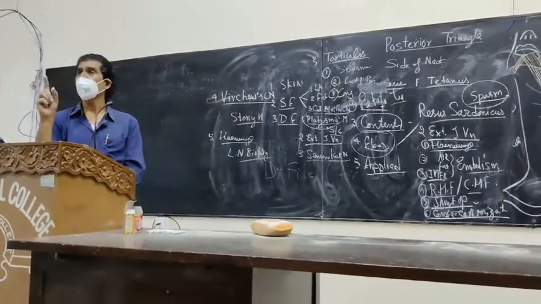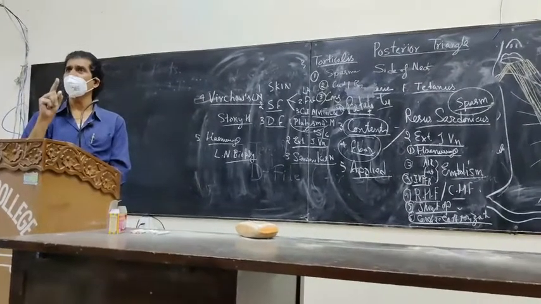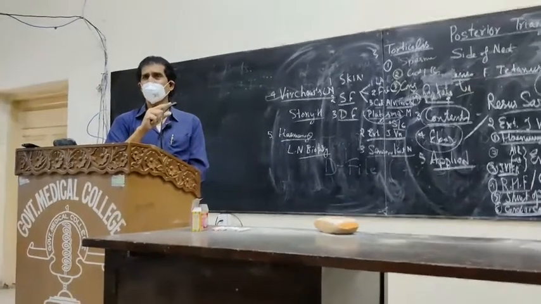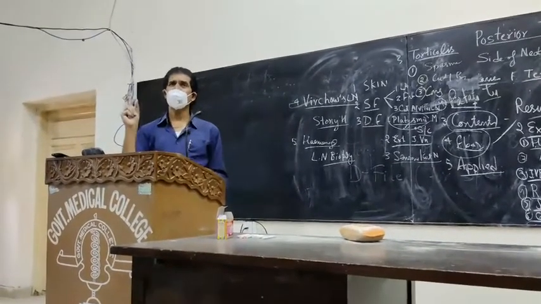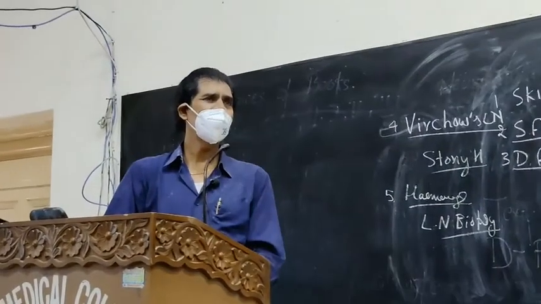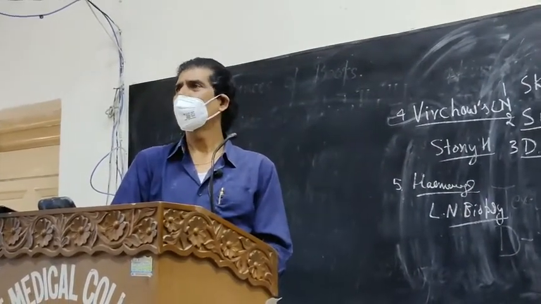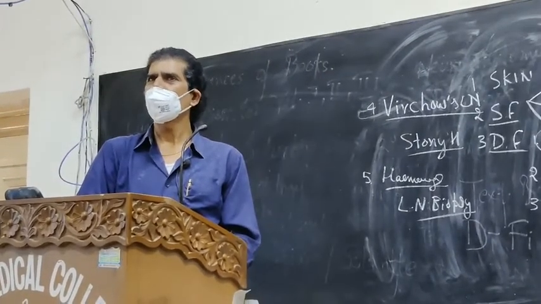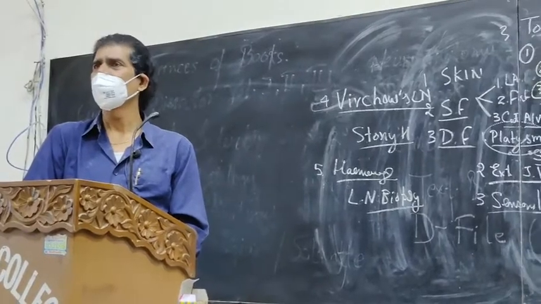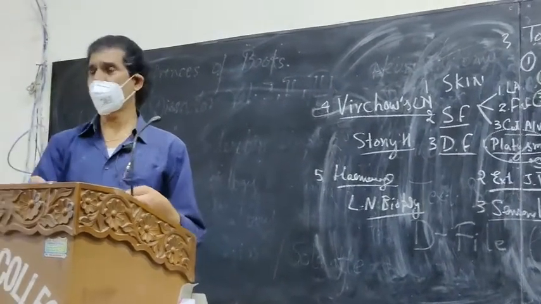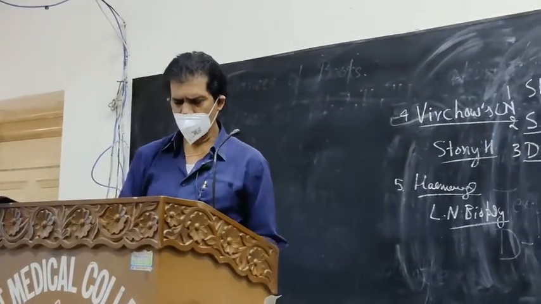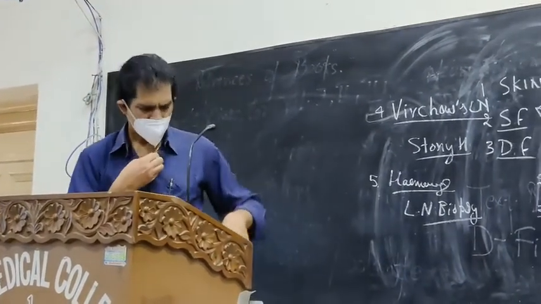So the surgeon should know the relation of the veins and vessels with the lymph node. Otherwise, by mistake, for the removal of the lymph node, he may cut or injure the blood vessel, and patients usually die due to the hemorrhage. The relation of the lymph node with the vessels should be kept in mind by the surgeon. So this is how we elaborate the various applied anatomy related to the posterior triangle.